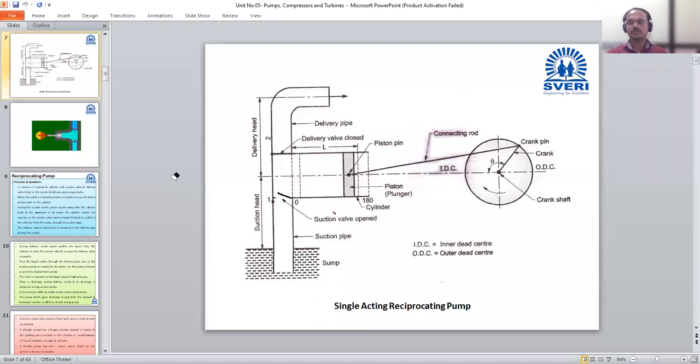Okay, so with this we will stop here. Thank you all of you. In the next lecture we will see the double acting reciprocating pump. Before that we have to write whatever write-up is there for the single acting reciprocating pump.